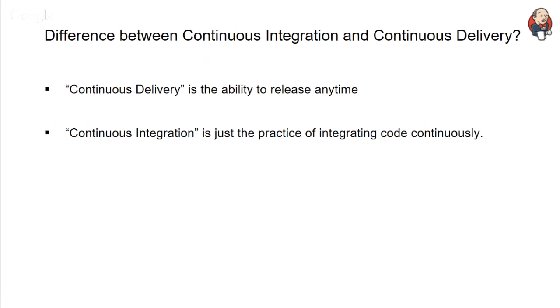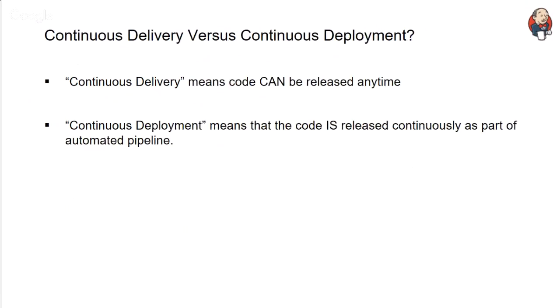Continuous integration is just the practice of integrating code continuously. Whatever feature I'm adding today, I need to integrate it to the mainline. I'm integrating the code, so whatever I'm doing today is in the mainline, so that anybody can pull it in and see if it's going to break any other features within my software. So that is the basic difference.